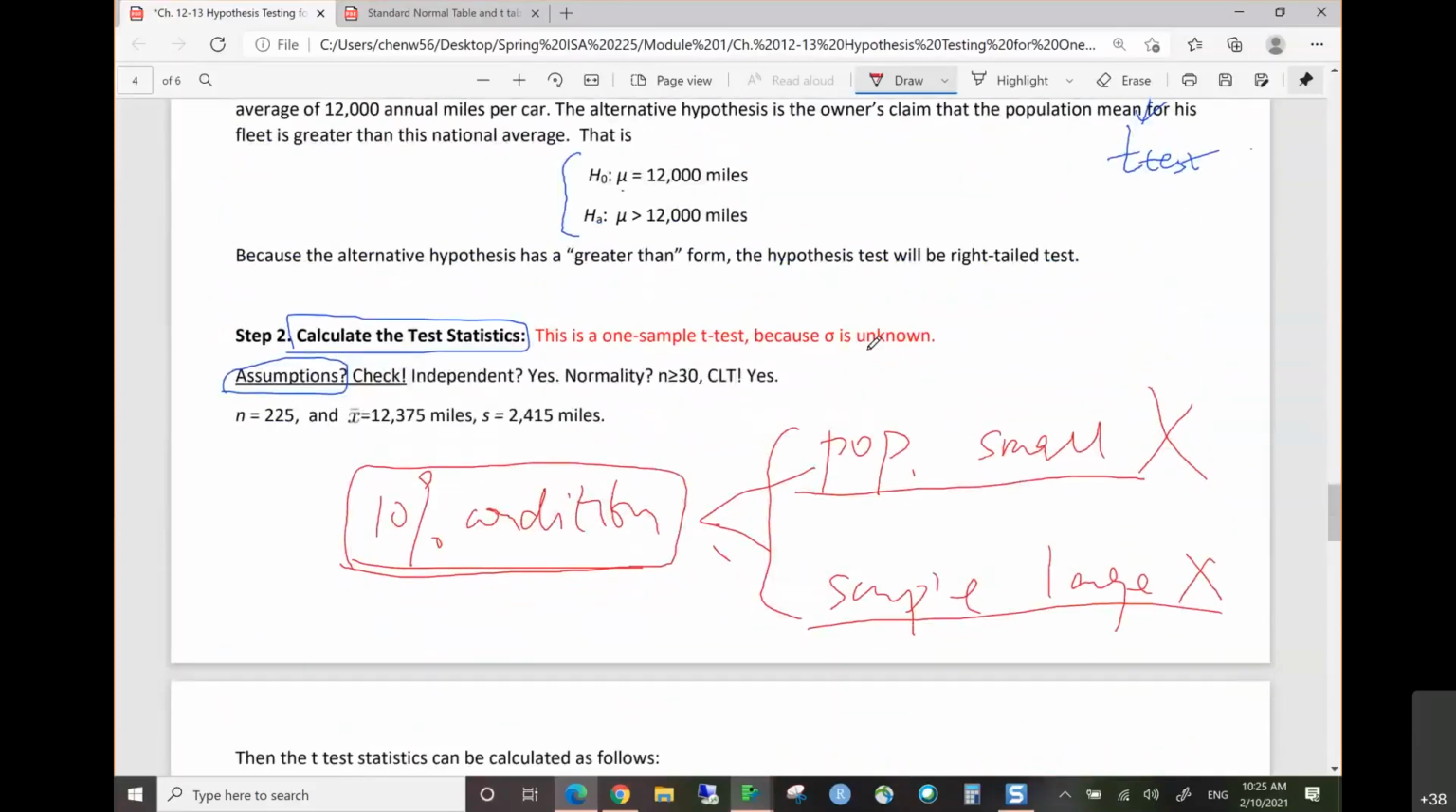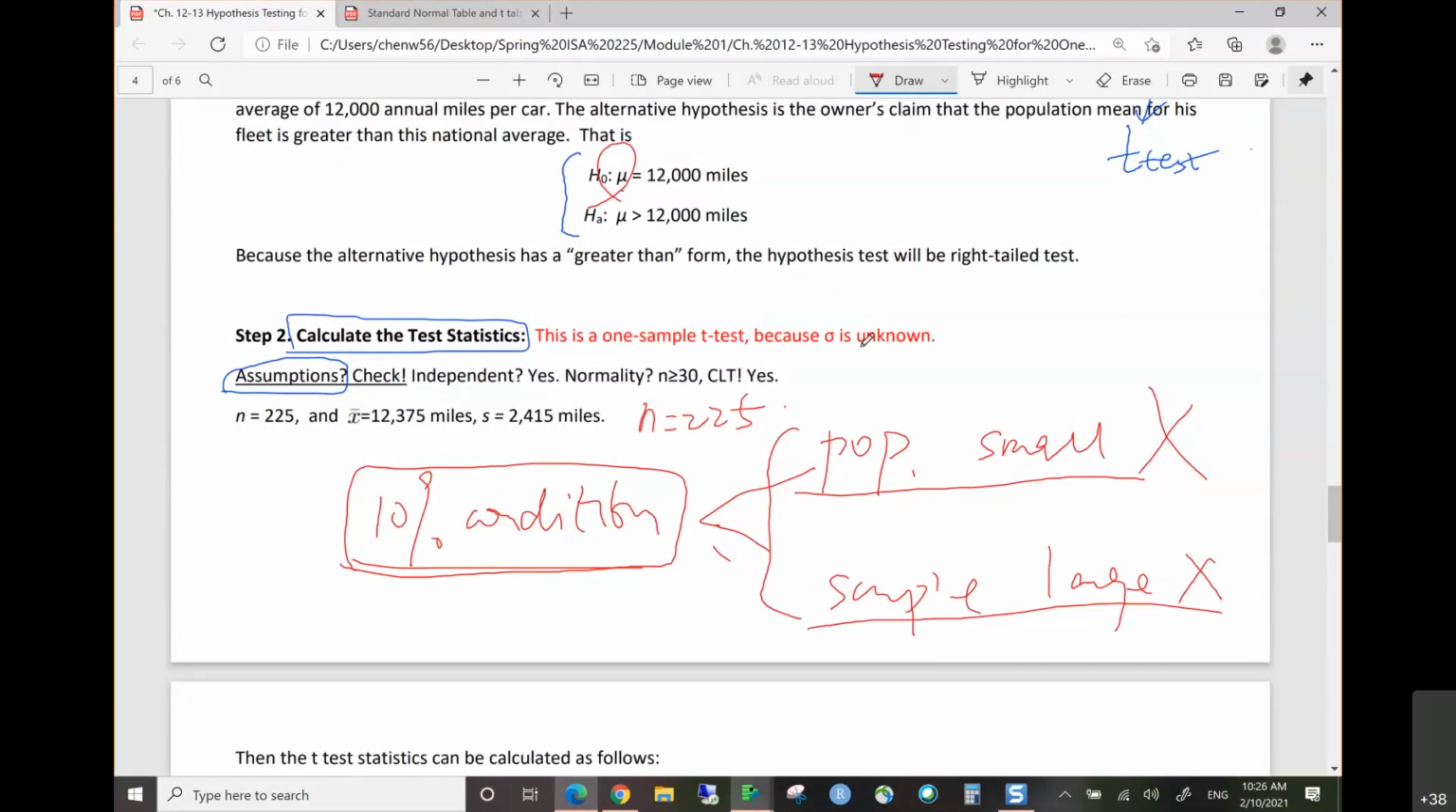Good question. Next, the normality assumption. Since we are testing the mean, for the normality assumption we just need to check whether the sample size is larger than 30 or not. Since our sample size is 225, of course it is larger than 30, by the central limit theorem. So we say yes.